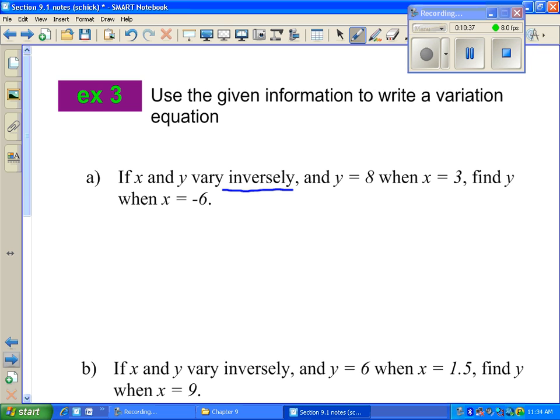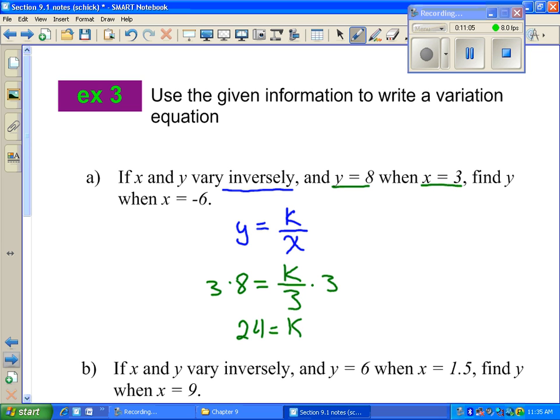First thing I want to know is that x and y vary inversely. So y is equal to k divided by x. Step 1, I know the function. Step 2, I want to find k. So to find k, I'm going to plug in what I know. Y is 8, x is 3. So I'm going to say 8 is equal to k over 3. Multiply both sides by 3. So 24 is equal to k. So my inverse function is y is equal to 24 divided by x. They're inversely related. That's the function that relates them.